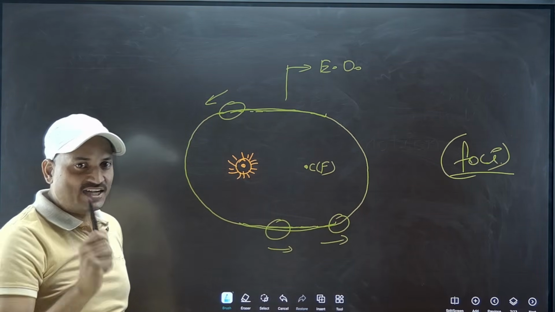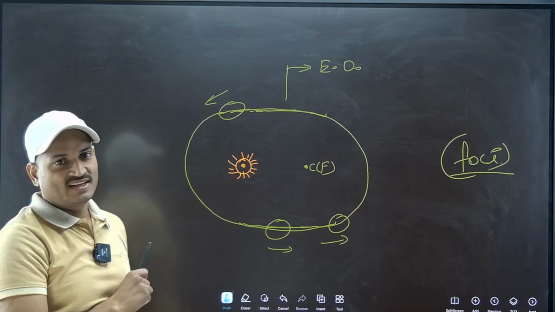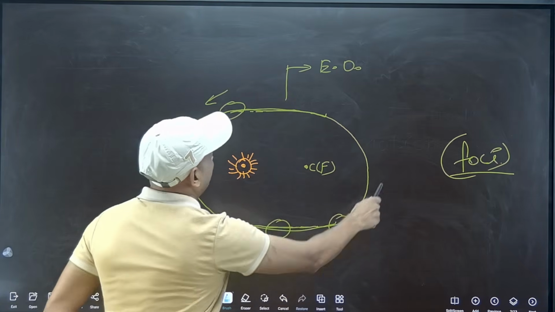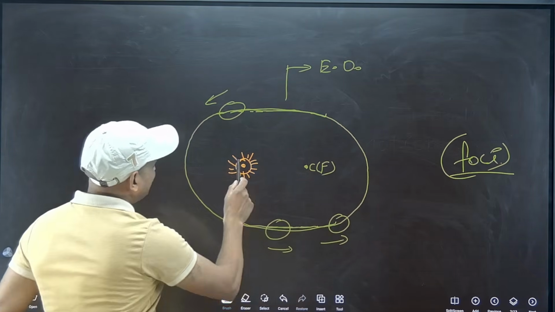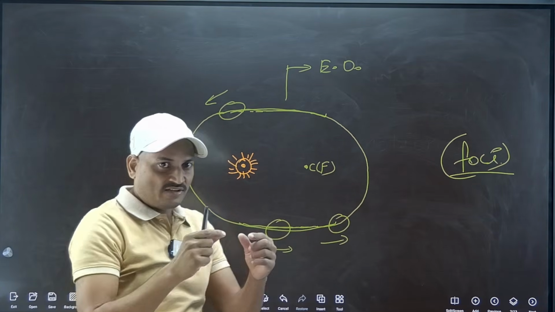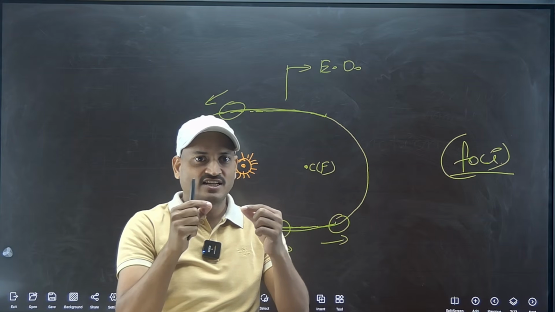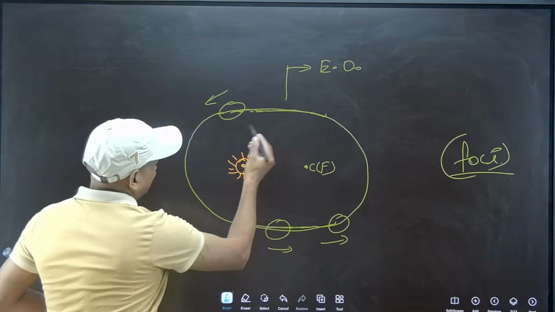So he tried to say this thing in his first law of planetary motion. Very easy to understand in the pictographic form. The planets are revolving around the sun in the elliptical orbit. If we take a rubber band and stretch it a little, it turns out to be an elliptical orbit.